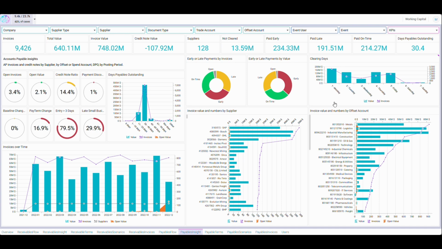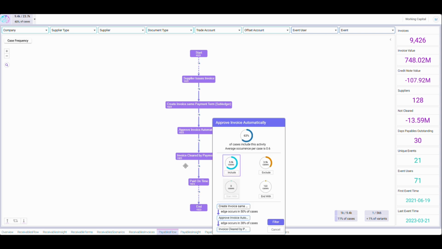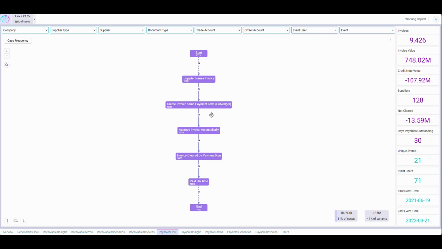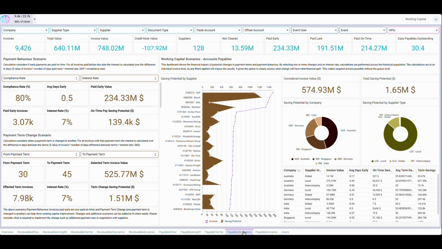The Payables Insight dashboard shows us a challenge with timely entering invoices into our system, and where we've had issues paying our small business suppliers on time. The process flow easily shows us approval steps and where invoices were manually cleared. Similar to the accounts receivable scenarios, we can see a gain of $139,000 if we just wouldn't pay suppliers 2 or more days before the due date, and $1.5 million if we push out payment terms with suppliers from 30 to 45 days.